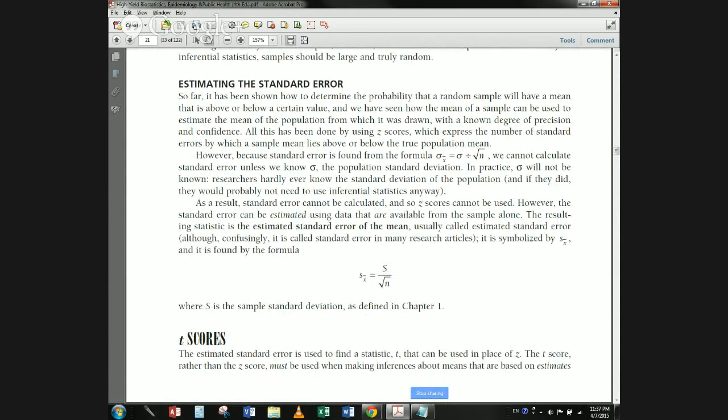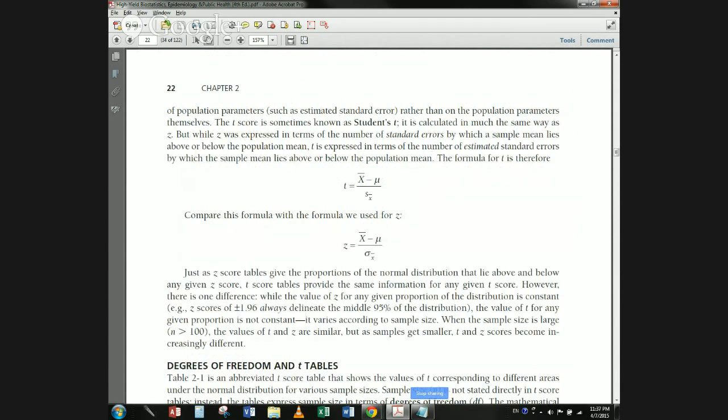Estimated standard error of the mean. Compare this formula with the formula we used for z, which was the sample mean minus the population mean divided by the standard error.